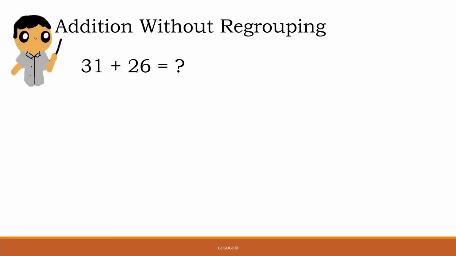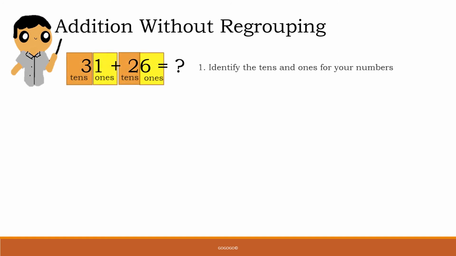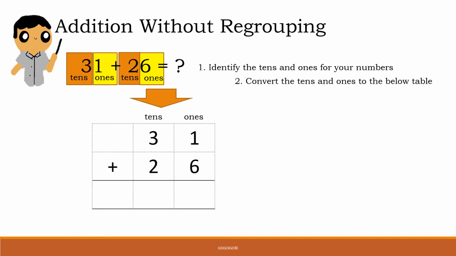Let's have another round of practice. This time round, what is 31 plus 26? First of all, identify the tens and ones. In this case, the tens are shown in the orange boxes, and the ones in yellow boxes. After that, put the tens and ones respectively into the table. This is what you should get.